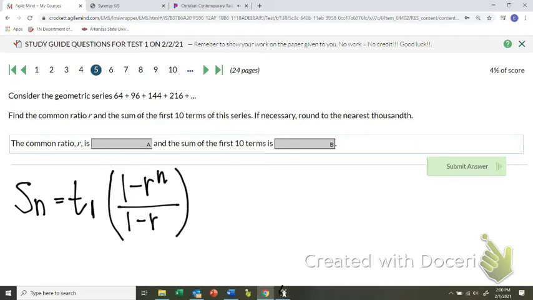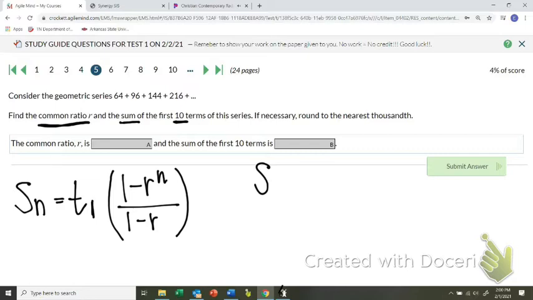Given a series of 64 plus 96 plus 144 plus 216 plus ... Okay? Common ratio is r. That's what it tells us right here. And we're looking for the sum of the first 10 terms. So in this equation, what do you think that big S stands for? It stands for the sum.